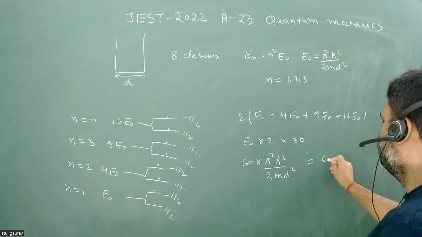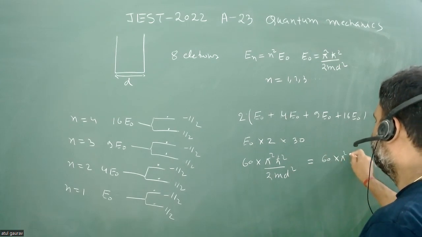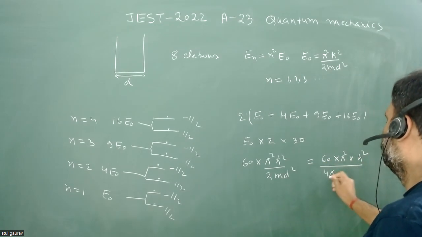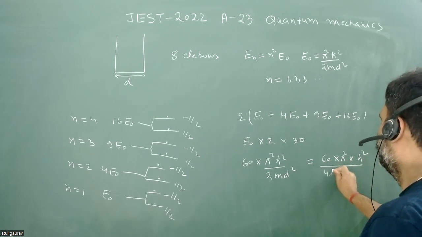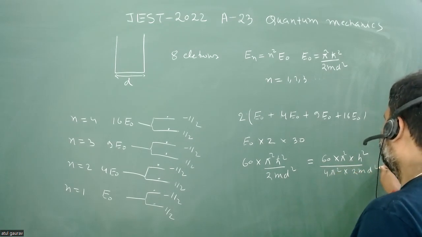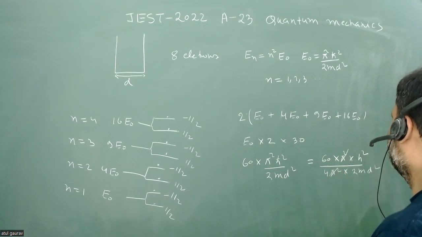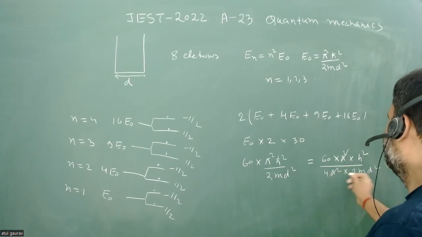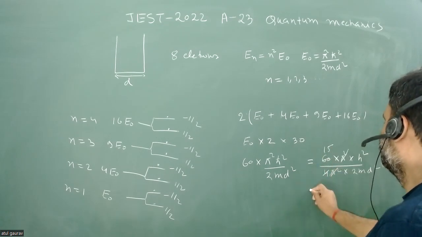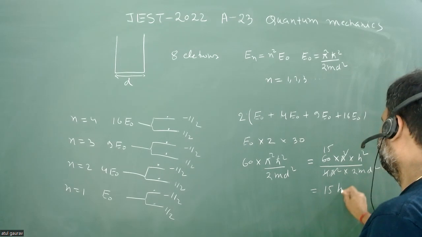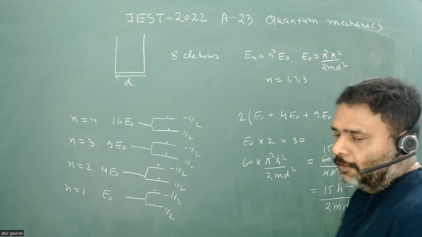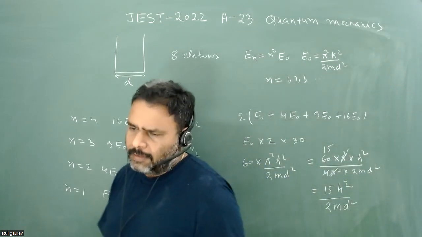So this is 60 into pi square into h square by 4 pi square into 2m d square. So this pi square is cancelled. So this is basically 15. So we have 15 h square by 2m d square. So this is the option and this is the answer.